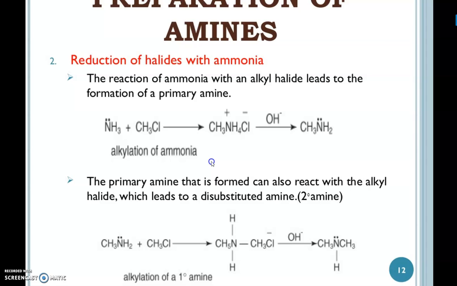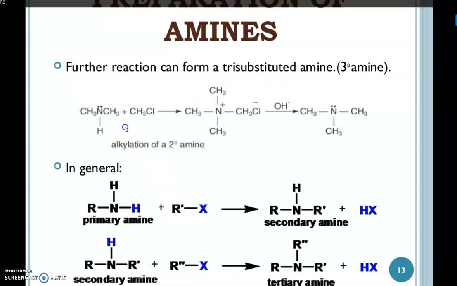We are taking an alkyl halide. To the alkyl halide we add ammonia, and we'll get our primary amine. For example, here you can see first an adduct will form, and following hydrolysis we will get the amine. This primary amine formed can again be treated with alkyl halide to get a secondary amine. If treated with alkyl halide again, we will get a tertiary amine, and so it goes on. Alkylation of a secondary amine will give a tertiary amine. So in general, a primary amine treated with alkyl halide gives a secondary amine, and a secondary amine treated with alkyl halide gives a tertiary amine.